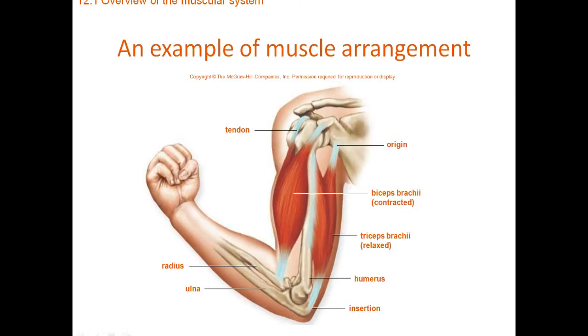Now here's an example of muscle arrangement. I don't know how I made these red, but I made them all red. Here's the biceps brachii, and here's the tendon attaching it to the bone. And here's the triceps brachii. If we look at the triceps here, the origin is going to be on the clavicle, so that's the bone that's not moving, and the insertion is going to be on the ulna, so on the bone that is moving.